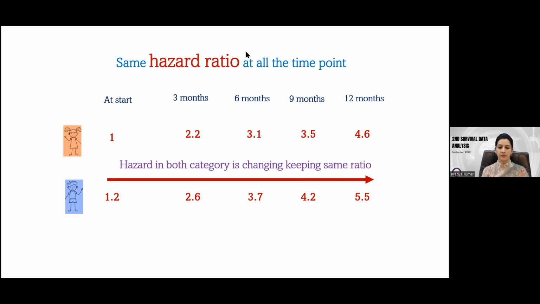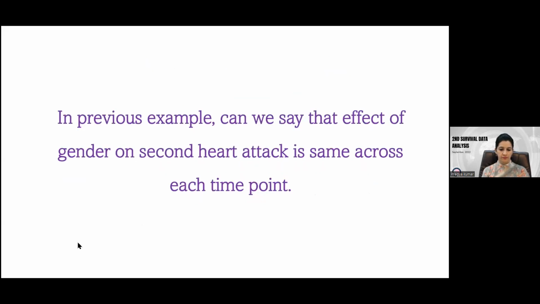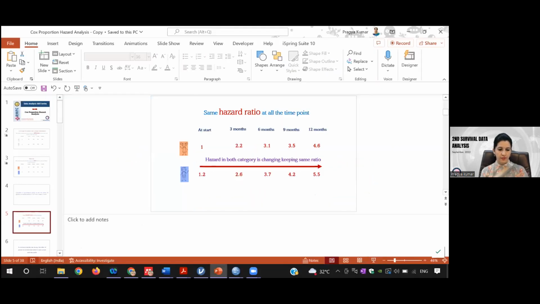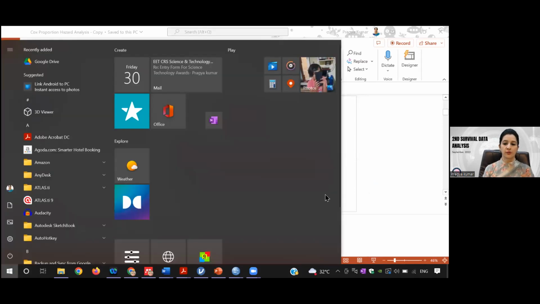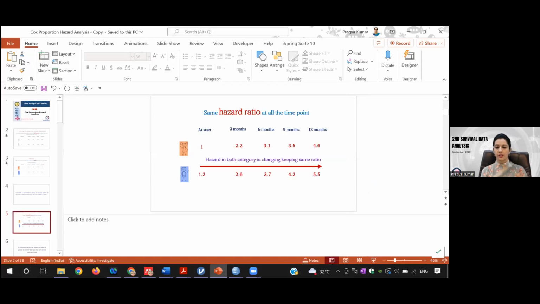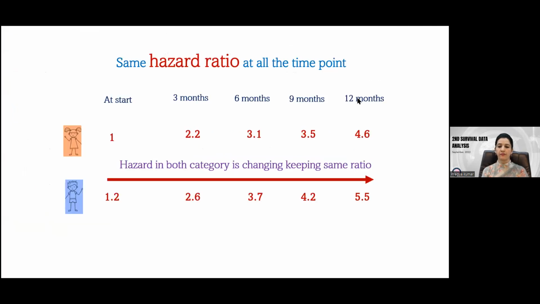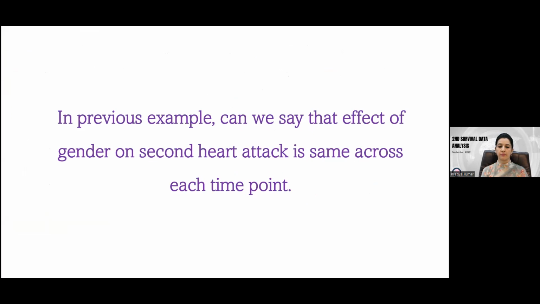If I see the chat box, I think none have written yet. Let me do it. I'll open my calculator. So 1.2. Okay, you people have written. So it is 1.2. Then what will be 5.5 by 4.6? It is again 1.2. So you can say that it is constant across each time point. That means this ratio, which is there at the start, is constant at each time point.